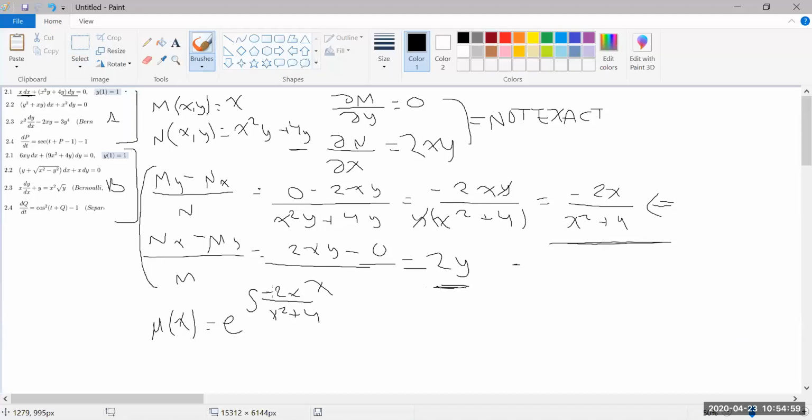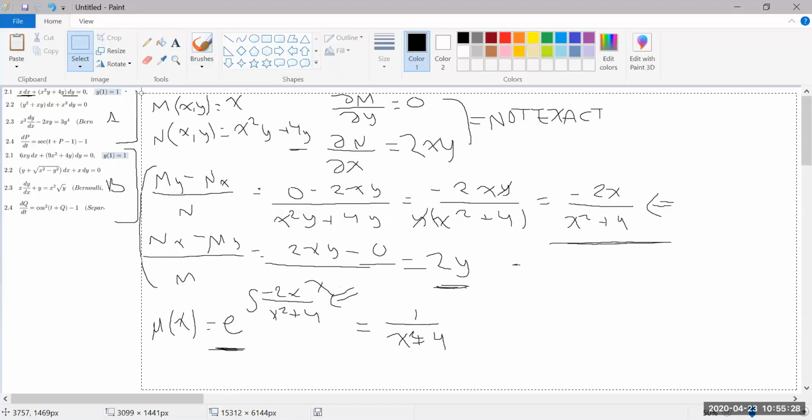Okay, and when you integrate this, it's just a u sub problem. You will get 1 over x squared plus 4. Okay, and that's really nice because, like I said, this integrates as a natural log, and so we don't have to deal with this e at all. Okay, so now that we have our integrating factor, I'm going to get rid of all this, and we can start actually converting the equation.